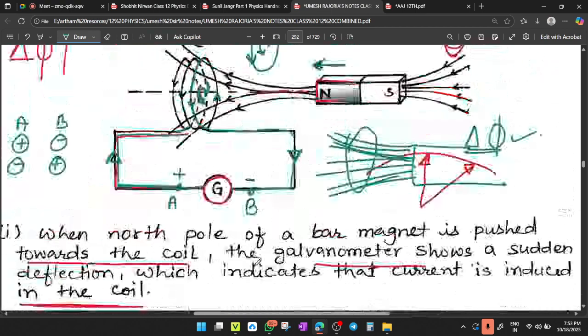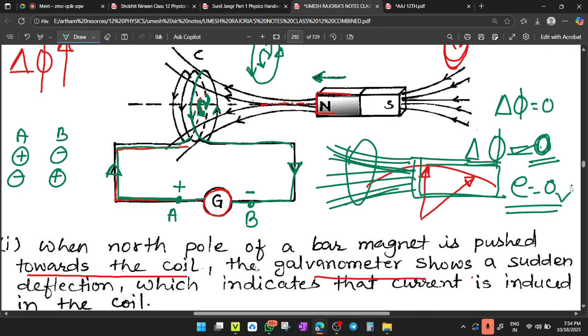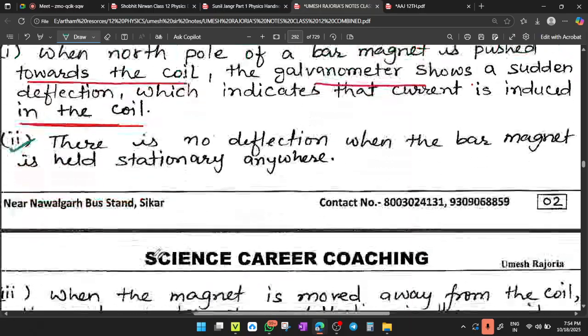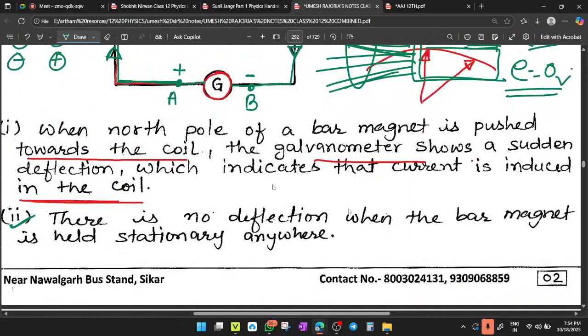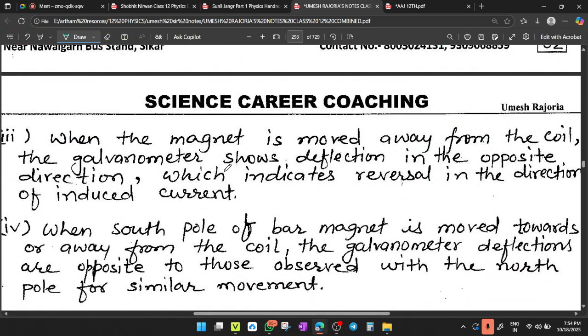So delta phi, when you keep this magnet stationary, then delta phi equals 0. And as delta phi equals 0, no change in flux, there is no EMF. EMF is also 0. Understood? So yes, there is no deflection when the bar magnet is held stationary anywhere. So what is the logic? If delta phi equals 0, EMF equals 0. Clear or not?